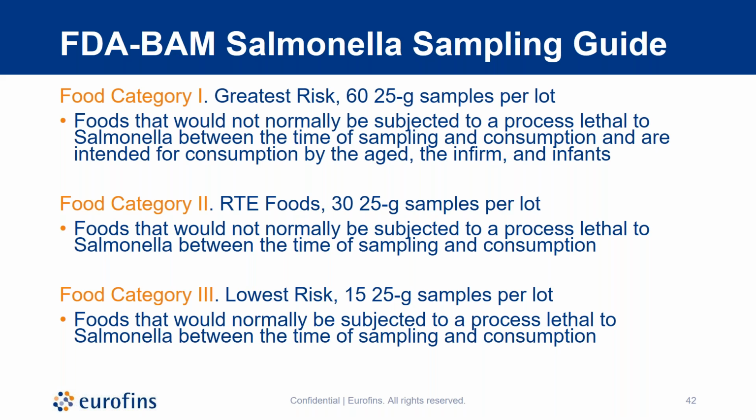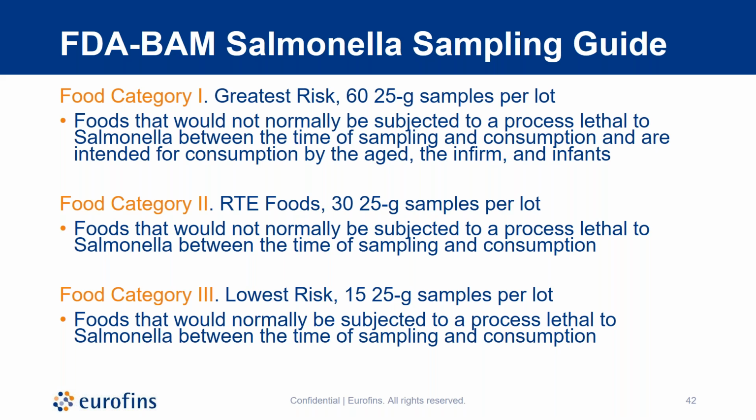We have some guidance then on the number of samples to take. If you look at FDA's Salmonella sampling guidelines, they categorize foods in 3 categories. So a category 3 food is the lowest risk. The recommendation is to collect 15 25-gram samples per lot. So again, that's pulling 15 individual samples. Each one of those is 25 grams.